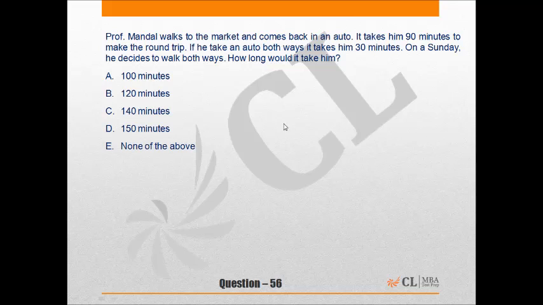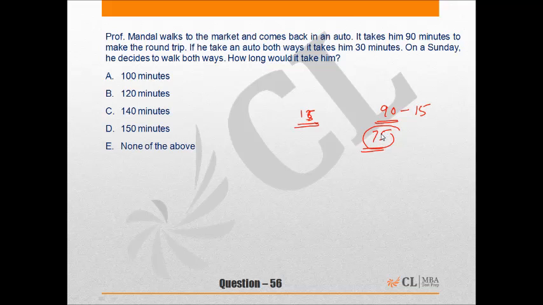If he takes an auto both ways, it takes him 30 minutes, which implies that to make one way he must take half of this amount of time. So to reach the market from his place he takes 15 minutes by auto, and he takes a total of 90 minutes when he walks to market and comes back by auto. It means he takes 90 minus 15 minutes to walk to market.